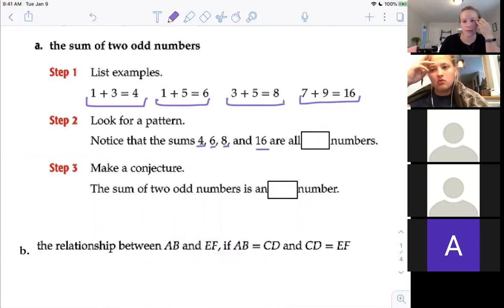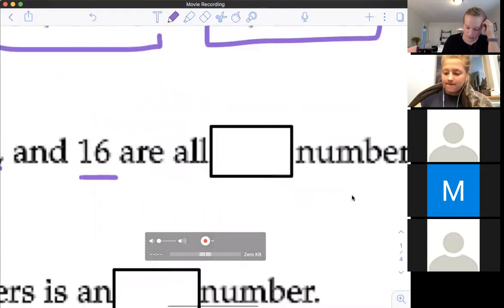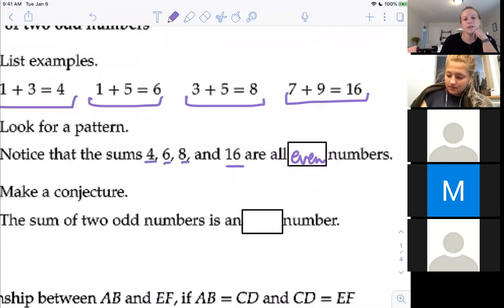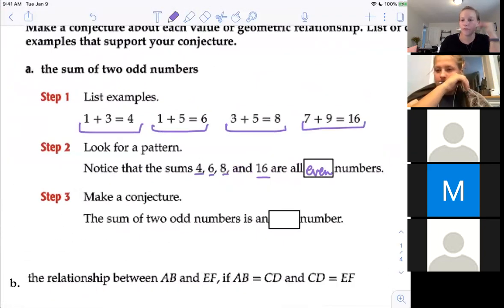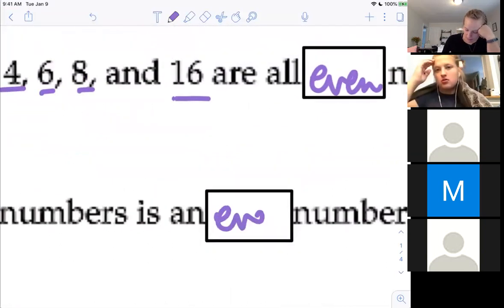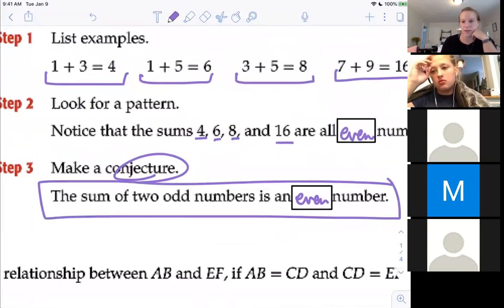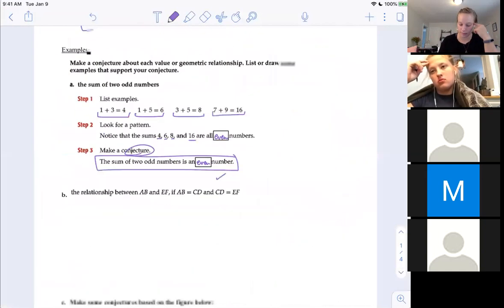They're all what kind of numbers? They're even. They're even, good. Heard a lot of voices on that, which means that we all knew that. They're even numbers, okay? So because of the 4 examples that I saw, I'm going to make a conjecture that the sum of any 2 odd numbers in the whole world is going to be an even number. This sentence right here is my conjecture. That is like my answer to this problem. And since I wrote that, I'm done and I'm ready to move to the next one.